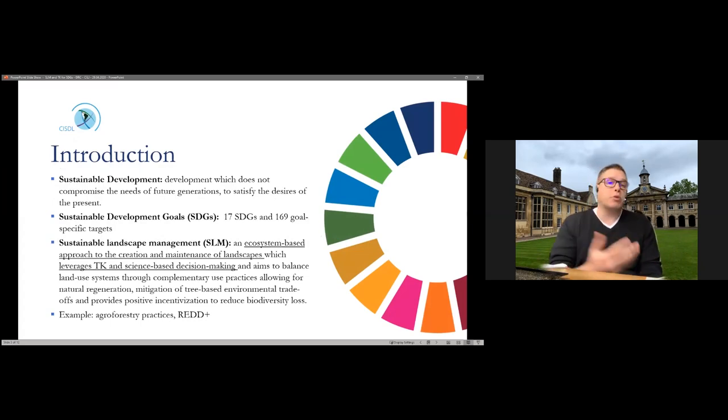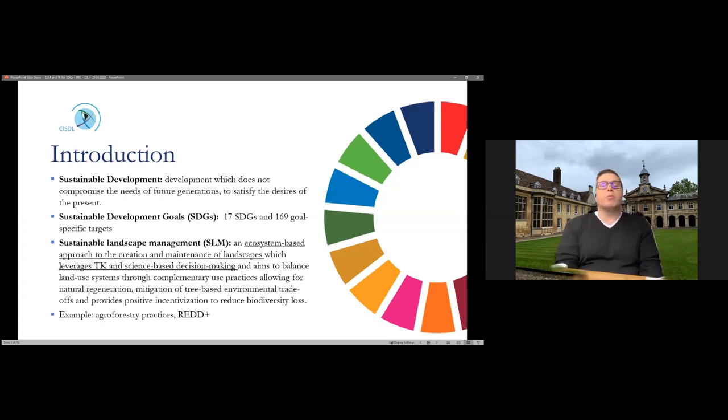So what is sustainable development generally, right? It's development which does not compromise the needs of future generations to satisfy the desires and needs of our present generation, right? And for our jurisdiction and our discussions here, what we're talking about is the Sustainable Development Goals. This is 17 goals, 169 targets that cover the breadth and depth of international sustainable development priorities.